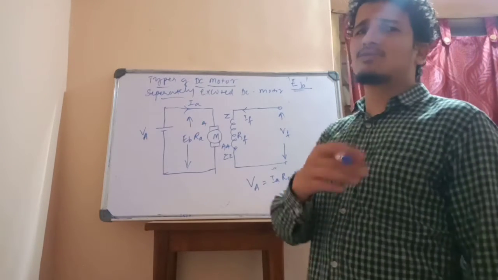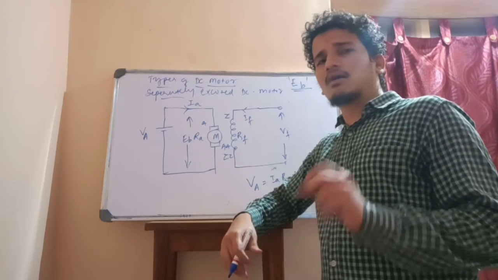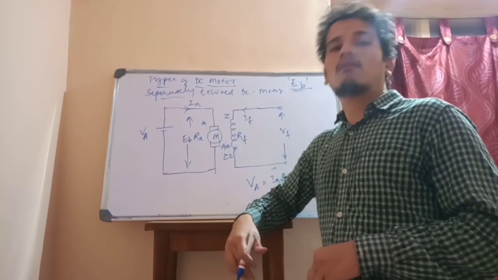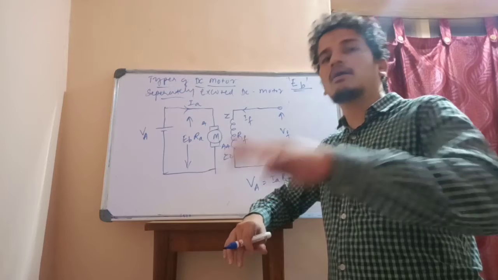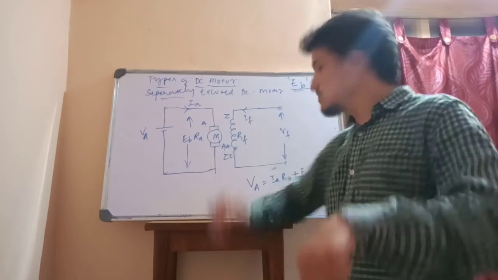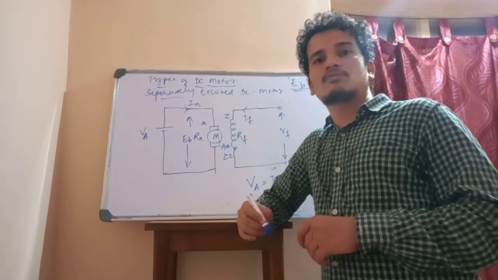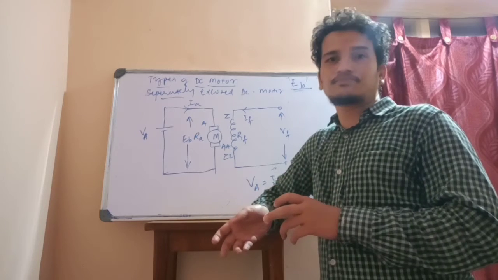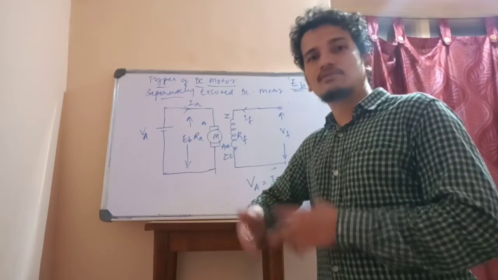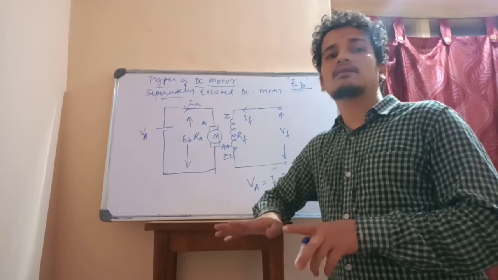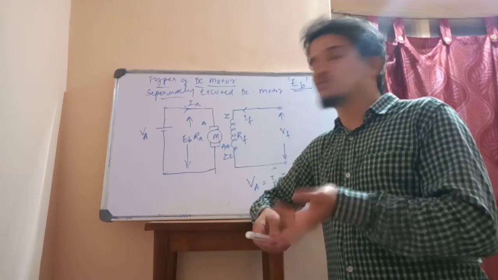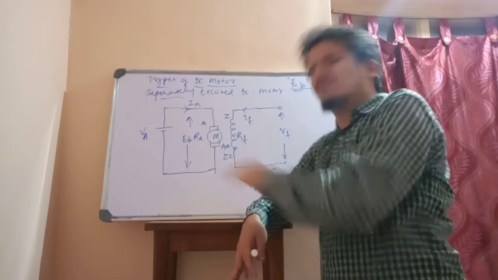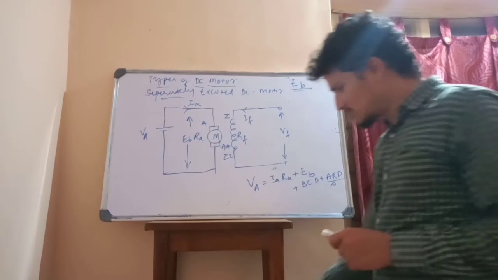What is armature reaction? That is not in the scope of your syllabus. Armature reaction is nothing but the cross magnetizing effect and demagnetizing effect that takes place in the armature, due to the back EMF produced in the armature. So that will create a flux that cross magnetizes and demagnetizes the main flux, due to which the amount of available flux gets reduced. Okay, so that's a separate concept that is not in the scope of your syllabus.